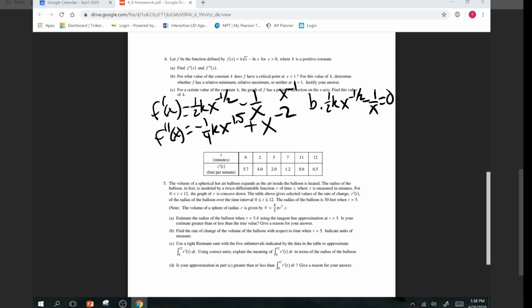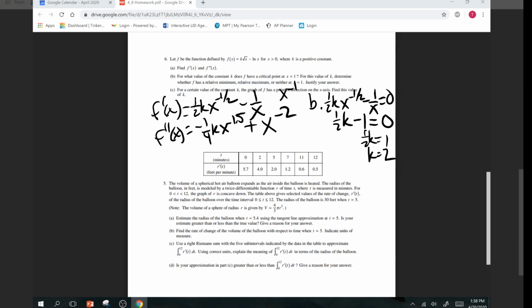Now we're testing to see what value of constant k makes it have a critical point at 1, so we plug in 1. The 1 over the square root of 1 is 1, so it's just 1/2 k minus 1 equals 0. This is pretty easy to solve for k. If we add 1 to both sides, we get 1 equals 1/2 k, so k is 2.